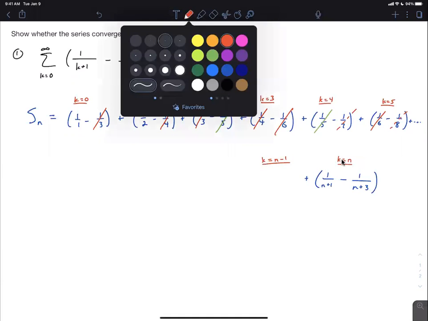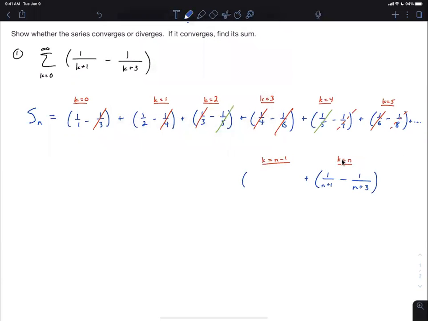So if I plug in n minus 1, I get 1 over n minus 1 over n plus 2. So again, the way I'm doing that is I'm replacing k with n minus 1. So it's n minus 1 plus 1, which is n, and then n minus 1 plus 3, which is n plus 2. Does that make sense to everybody?